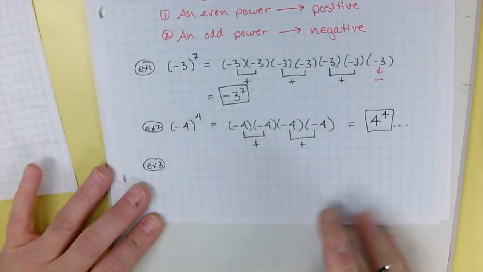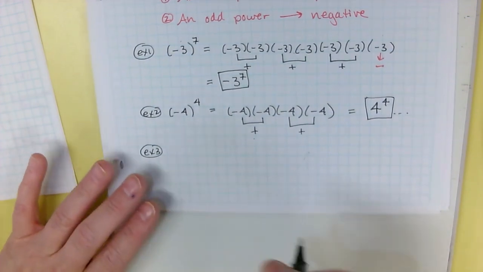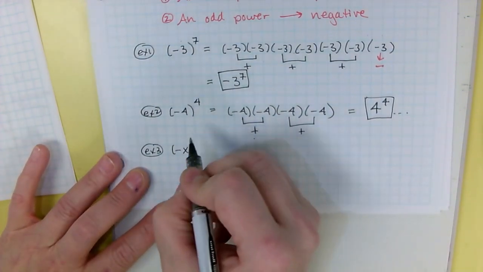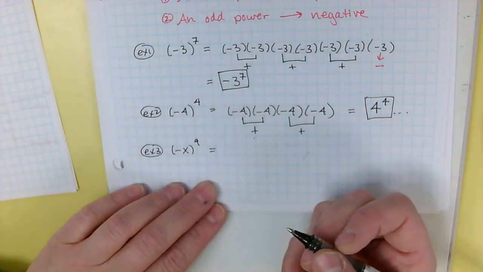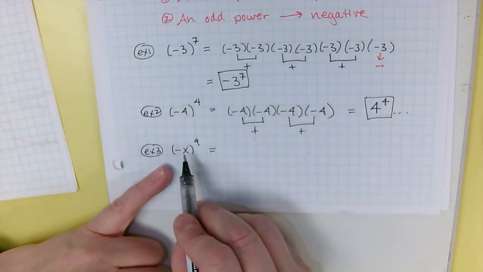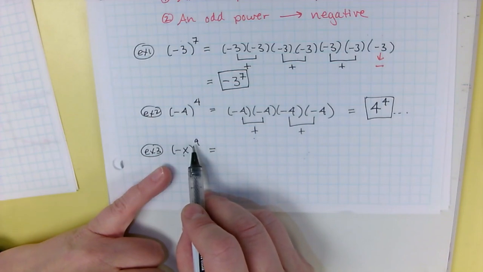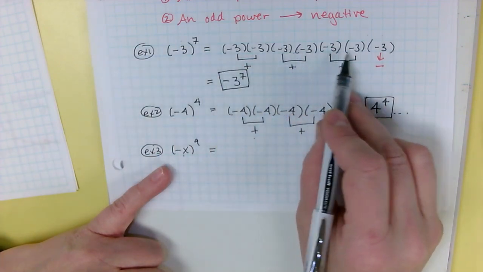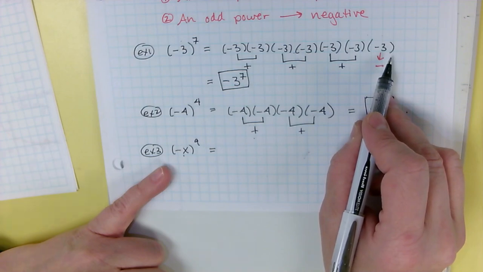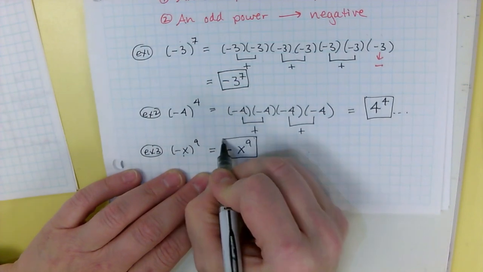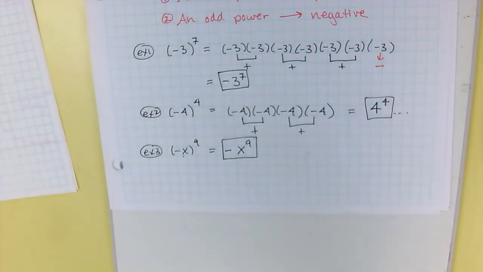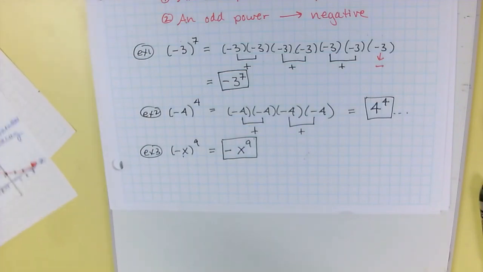So the rule makes this a whole lot easier than having to write out all those numbers. If we take negative x to the power of 9, it's a long time to do 9 negative x's, so don't do it. You know that it's a negative number to an odd power, so it's going to have lots of pairs and a spare at the end that will make it negative. So this simplifies to negative x to the 9th. You can simplify the negative out. So it's a pretty handy trick.